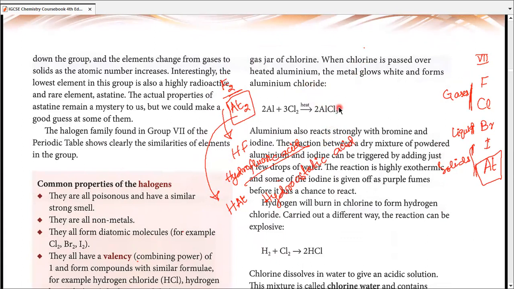so for aluminum, heated aluminum, we pass over chlorine, the metal goes white and it forms a metal chloride. This whole paragraph is actually talking about salt, how the salts are formed. So react a halogen with any metal on the periodic table, no matter which metal it is, be it a metal from group 1 or from group 2 or from group 3, maybe it is a transition metal, the resultant would be a salt. So aluminum also reacts strongly with bromine and iodine in a similar way.